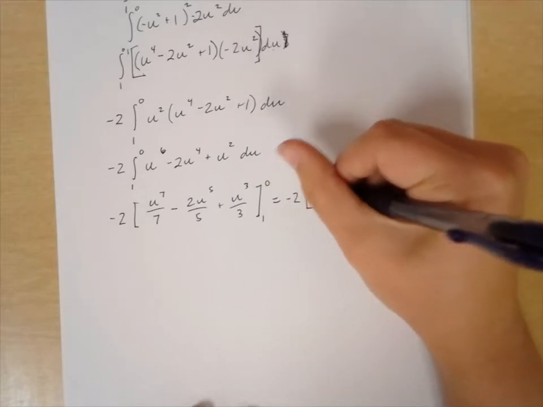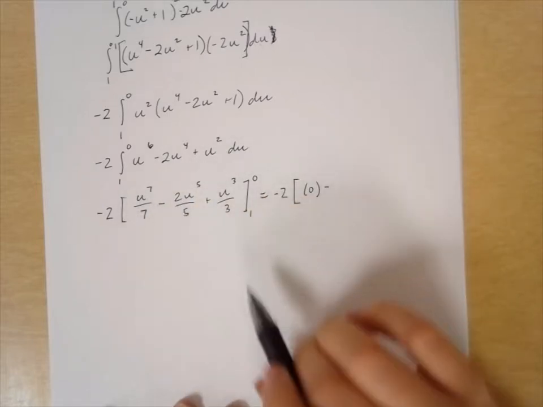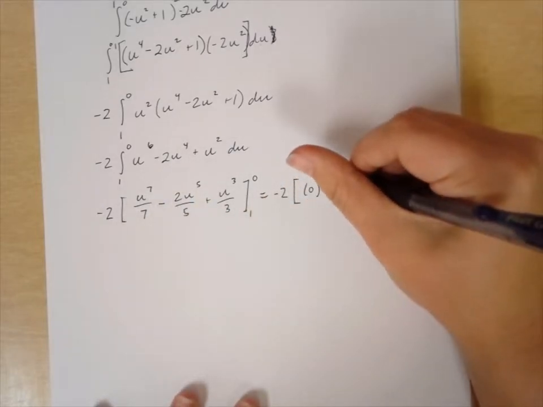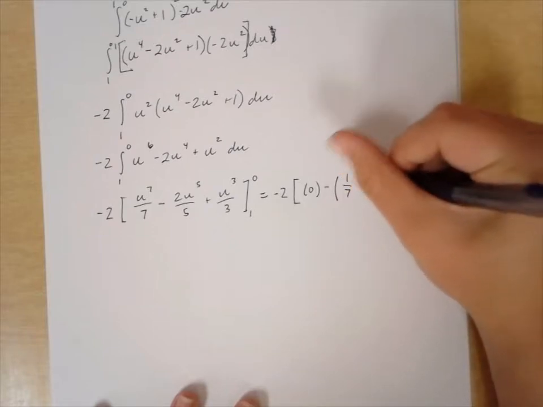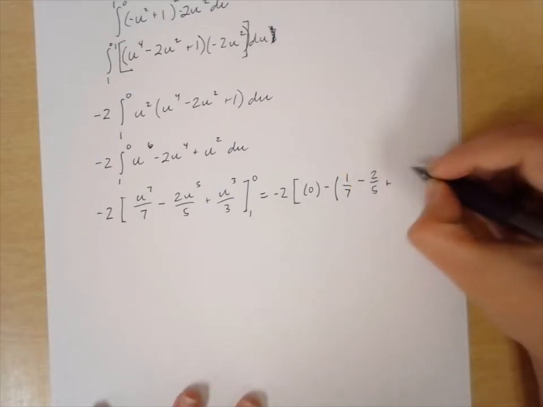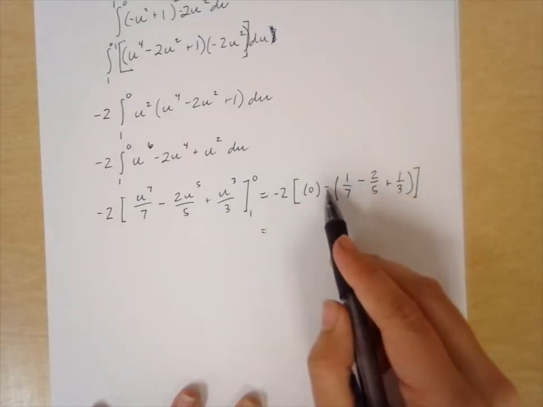So I'm going to say 0 minus, now I'm going to put a 1 into this whole thing. So minus a 1 over 7 minus a 2 over 5 plus a 1 over 3. Okay. Now the 0 doesn't do anything, but this negative sign does.